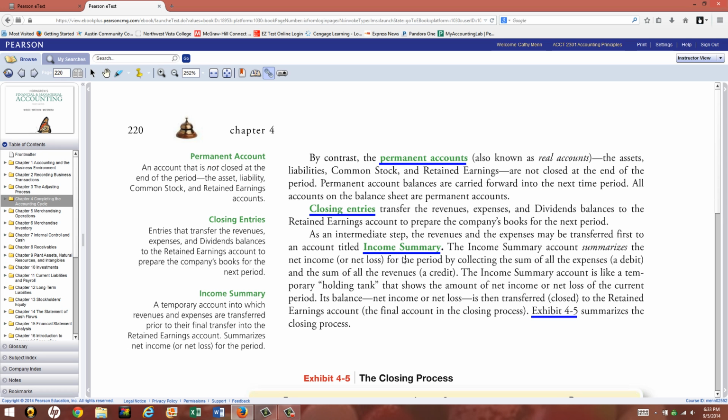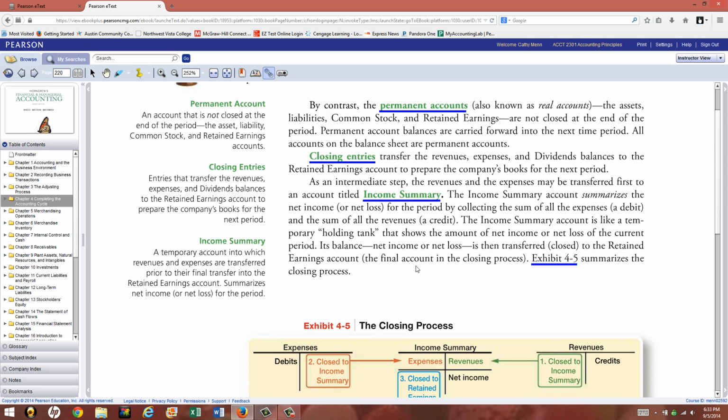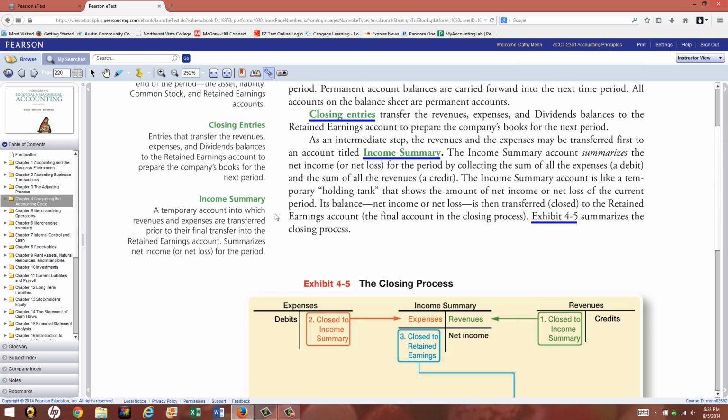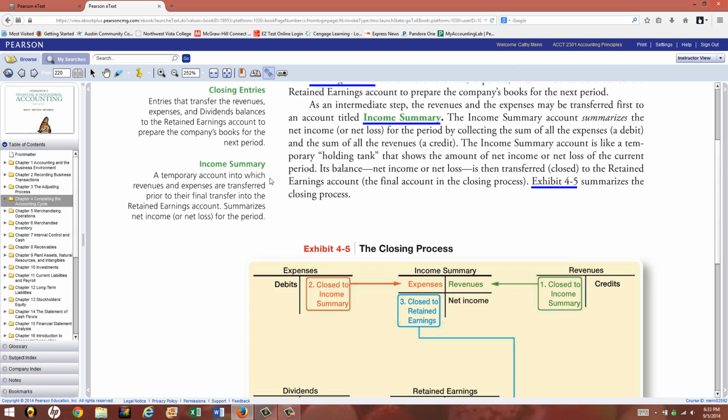Okay, we have to use an account that I call a crutch, but what it is, income summary. And it tells us right here, it's a temporary account into which revenues and expenses are transferred prior to their final transfer into the retained earnings account. So the income summary, we only use this account, and this is not the income statement, which is your financial statement. This is the income summary. It is an account that we only use one time a year. It has a zero balance when we start. It has a zero balance when we finish.